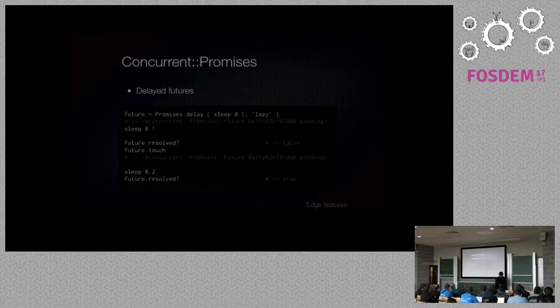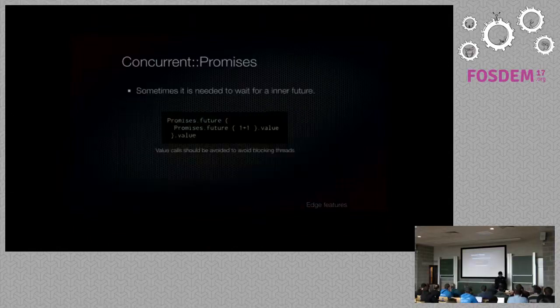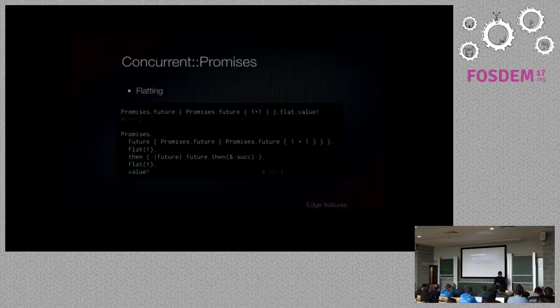Then delayed futures. We can create delays, like delay tasks, with the new promises. Sometimes it is needed to wait on an inner future. If you call value, it blocks, so it's not a good way to use dot value. Instead we can use flatting. If there are promises of promises, like combined promises, then we can use flat. With flat we get the value out without blocking.